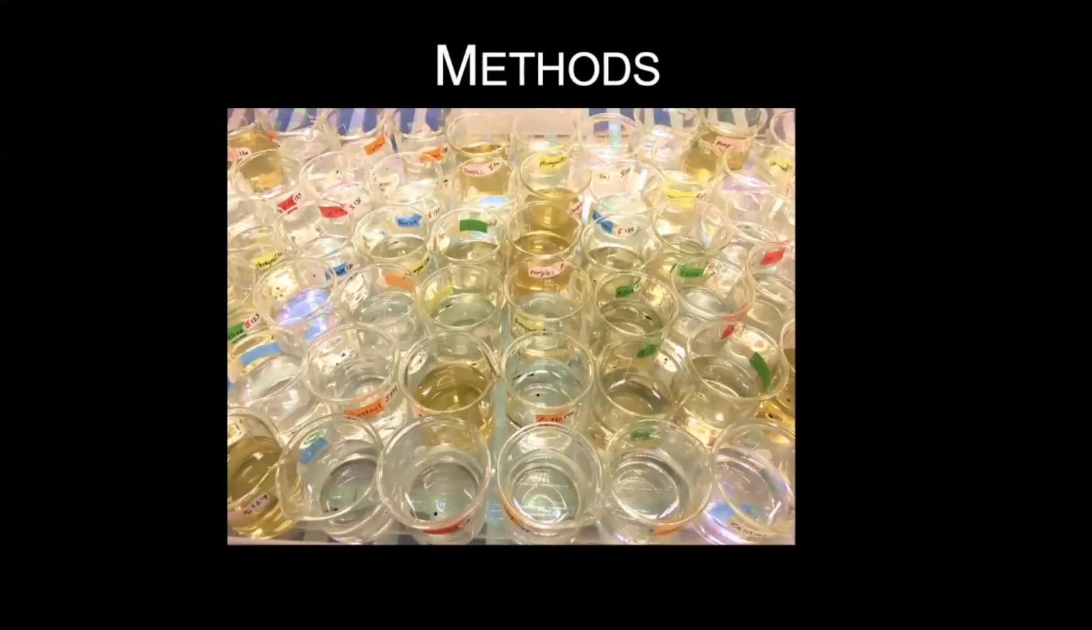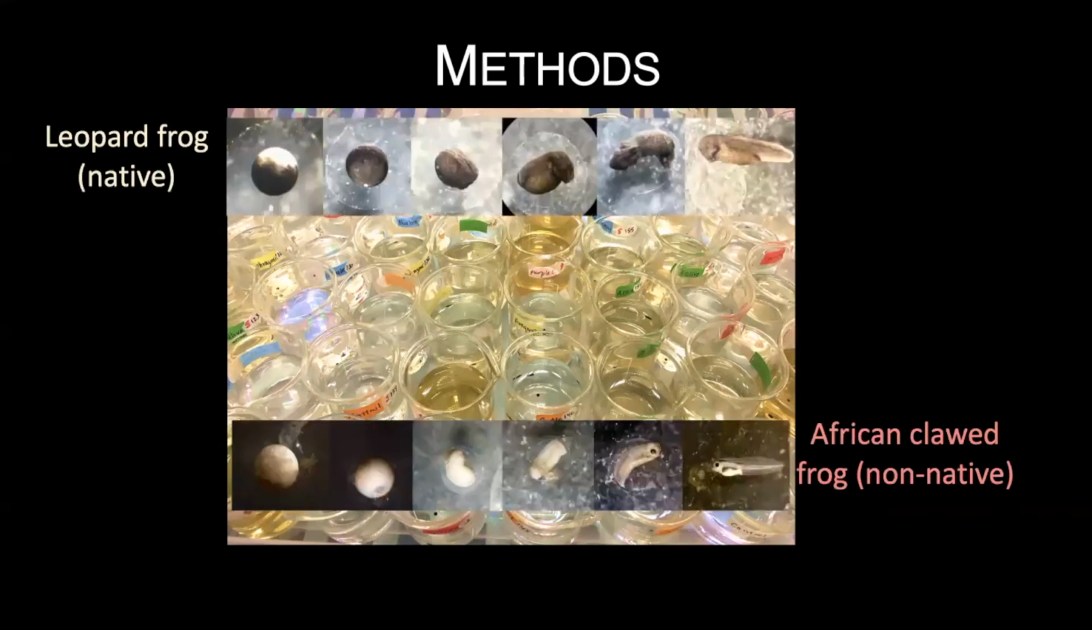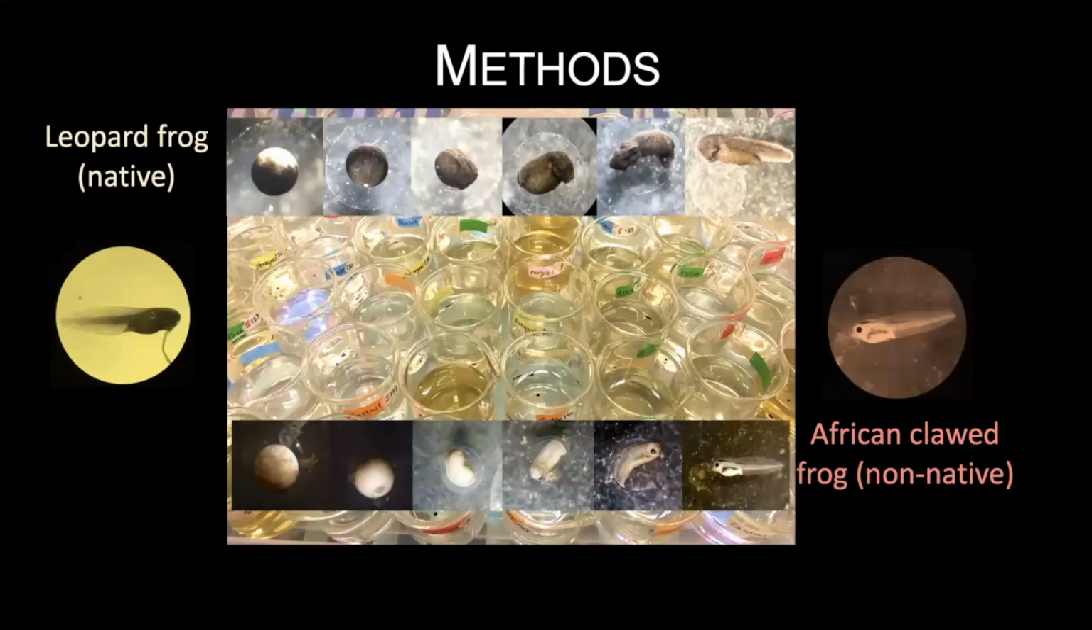In each of these beakers, there's also a single embryo of either a leopard frog, which is native to our area, or the African clawed frog, which is non-native in our area and also invasive in some parts of the United States. And so again, the question that we're asking here is, how does living in different abiotic conditions caused by invasive leaf litter leachates influence tadpole susceptibility to salt?